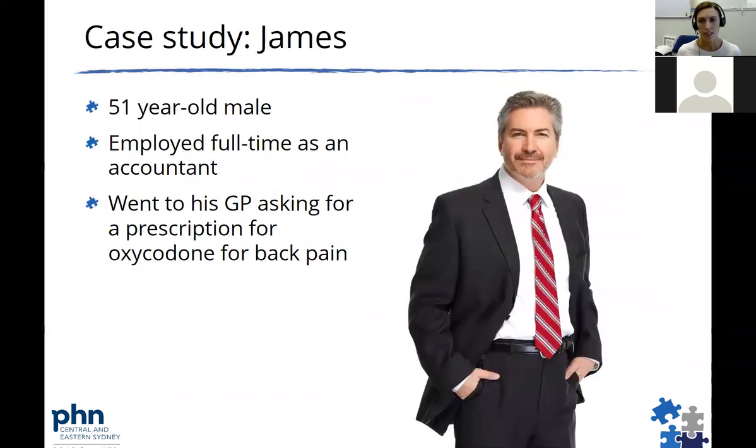So I'd also like to start tonight's webinar by introducing you all to James. James is a 51-year-old male who's employed full-time as an accountant. He presented to his GP asking for a script for oxycodone for back pain, which he said he initially injured playing squash. And of course, this is just one way in which a person with comorbidity might present to services.